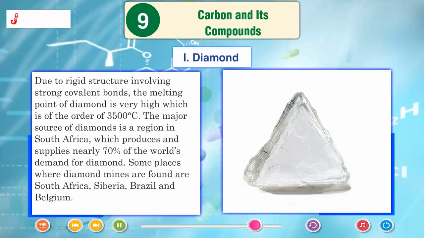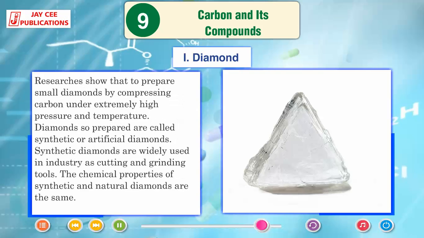Due to rigid structure involving strong covalent bonds, the melting point of diamond is very high, of the order of 3500 degrees centigrade. The major source of diamonds is a region in South Africa which produces and supplies nearly 70% of the world's demand for diamond. Some places where diamond mines are found are South Africa, Siberia, Brazil and Belgium.